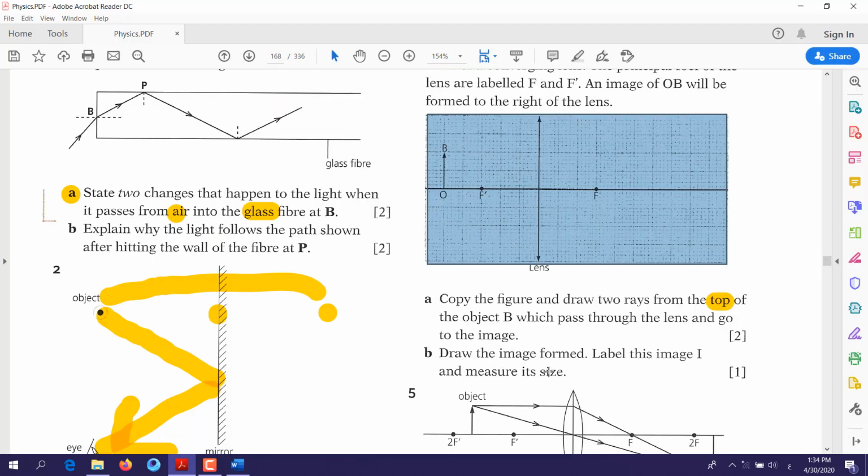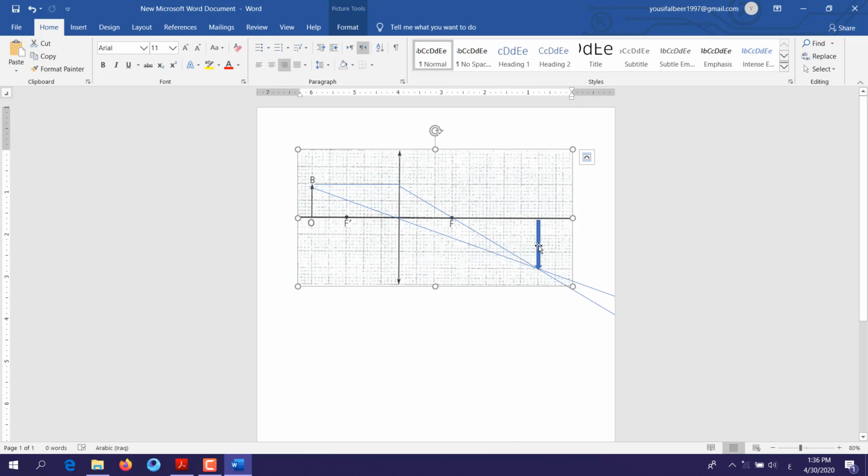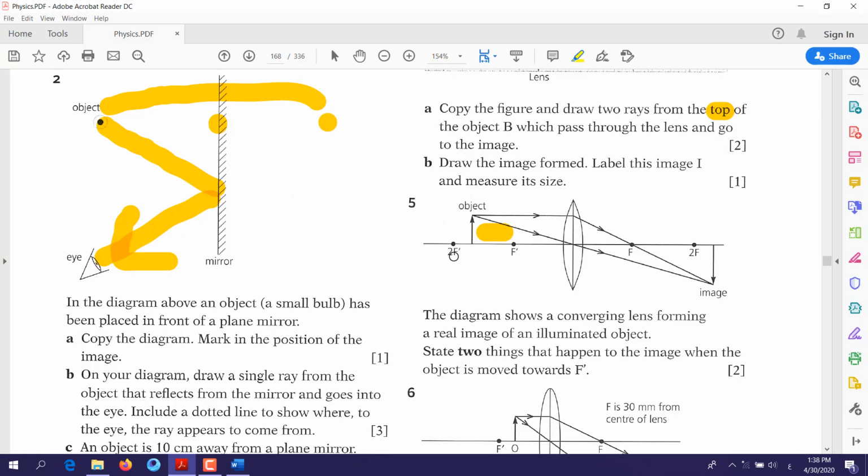B. Draw the image formed, label this image I, and measure its size. Here is the image, we will label it I. The size of it, as you can see, the object was 2 centimeters. It means each square is 1 centimeter. Here it is 1, 2, 3. 3 centimeters.